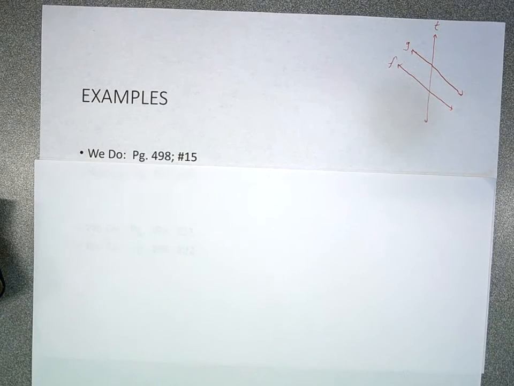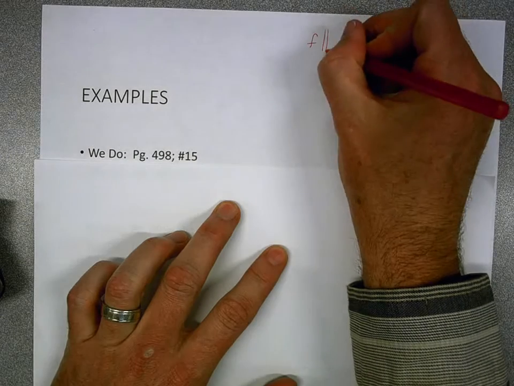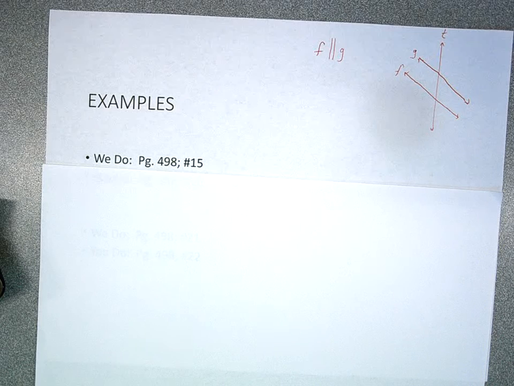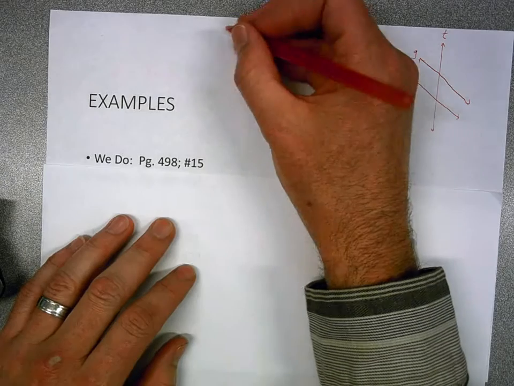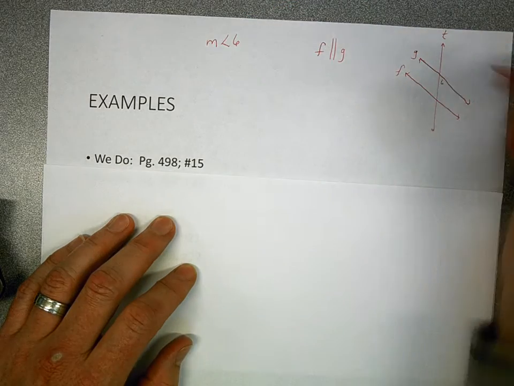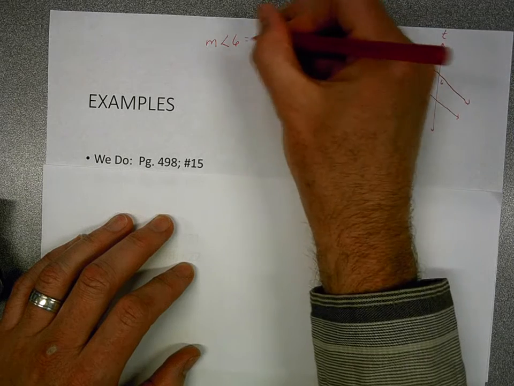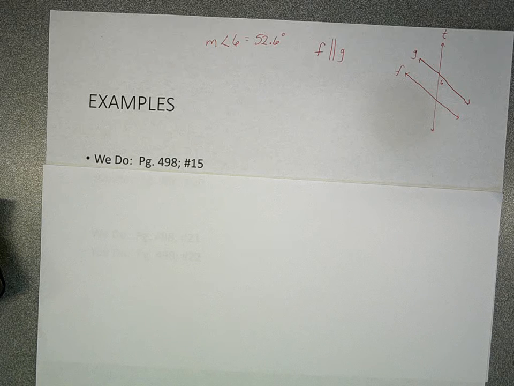Now, the directions clarify some things. It says, in the figure at the right, and you see this little symbol, that is a math symbol saying that line F is parallel with line G, and T is a transversal. Now, there's a big condition here. They're telling you the measure of angle 6, which is this angle here, is equal to 52.6 degrees. Then it says, find the measure of each angle. Explain your reasoning, which is pretty important.